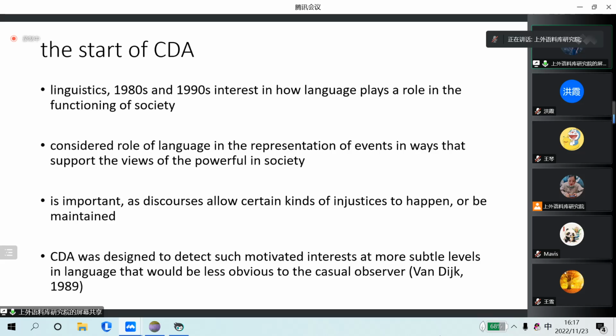So discourses also allow certain kinds of injustices to take place, or to be maintained, because we don't notice them immediately. But as we said, CDA can denaturalize what is actually being said. It was designed to detect such motivated interests at more subtle levels in language that would be less obvious to the casual observer.